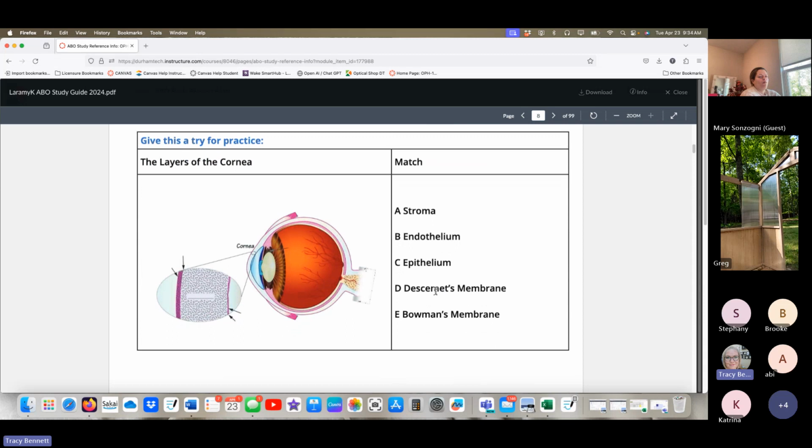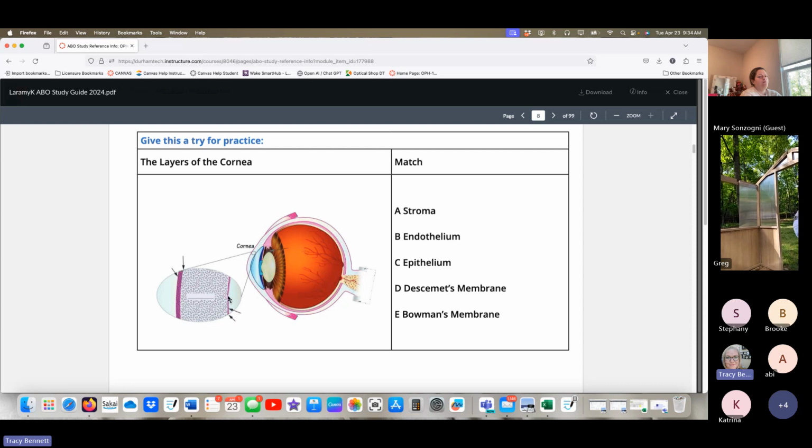Let's see. So looking at this diagram, could you label those right there? What's this part right here, this inside? Stroma, right? Yeah, and then the outside layer, this thicker one. Epithelium. Mm-hmm.